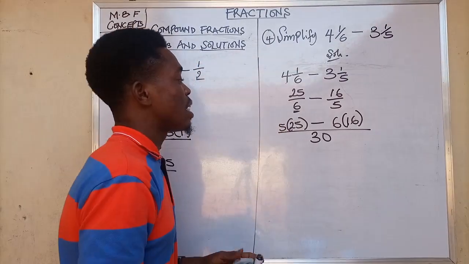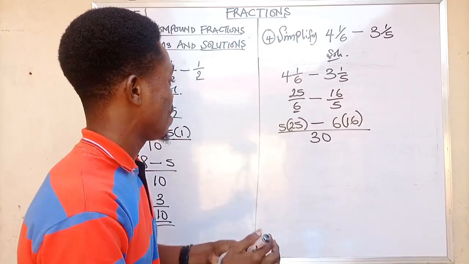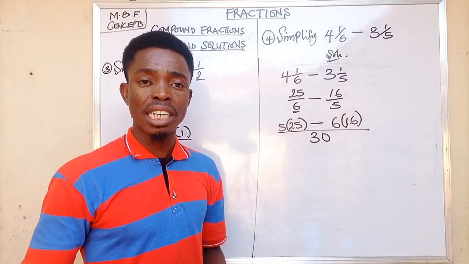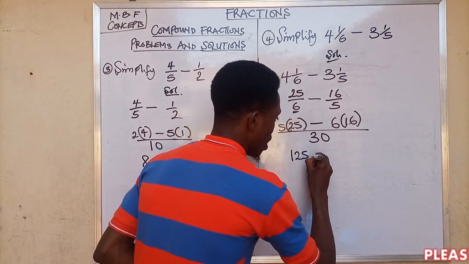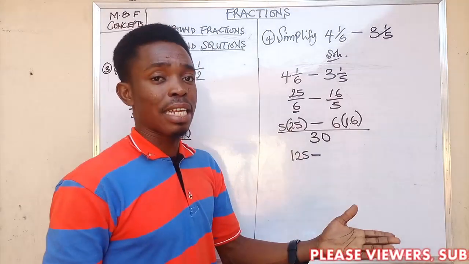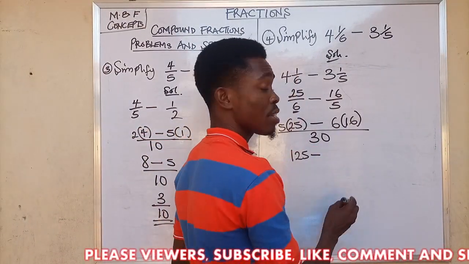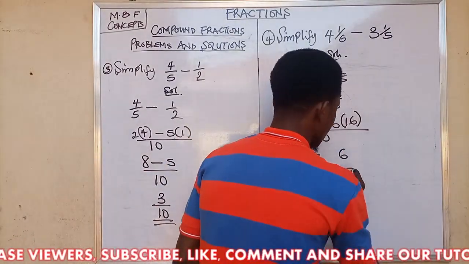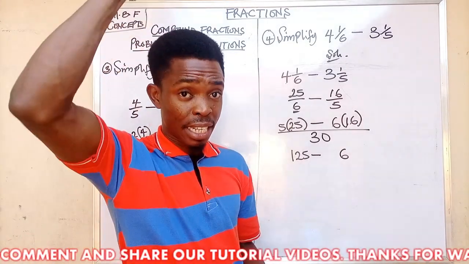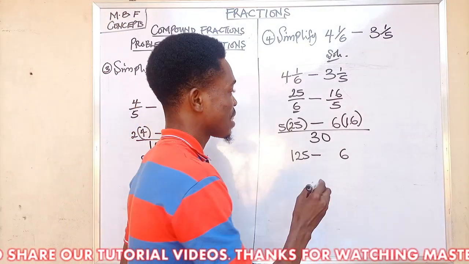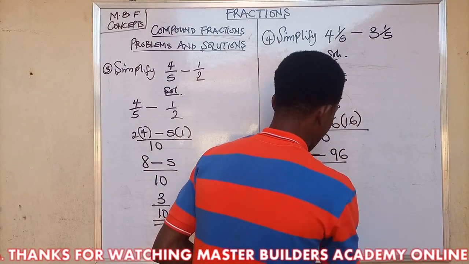Now, what do we do? The next thing we do now is to simply multiply out this expression. Now we have 5 times 25, which will give us 125. So we have 125. Then minus 16 times 6, guys. If you cannot get it, you can use your calculator. But here we have 6 times 6 would have given us 36. Put down 6, carry 3, and 6 times 1 would have given us 6. And 6 plus the 3 you carried would have given us what? 9. So you have 96 all over 30.